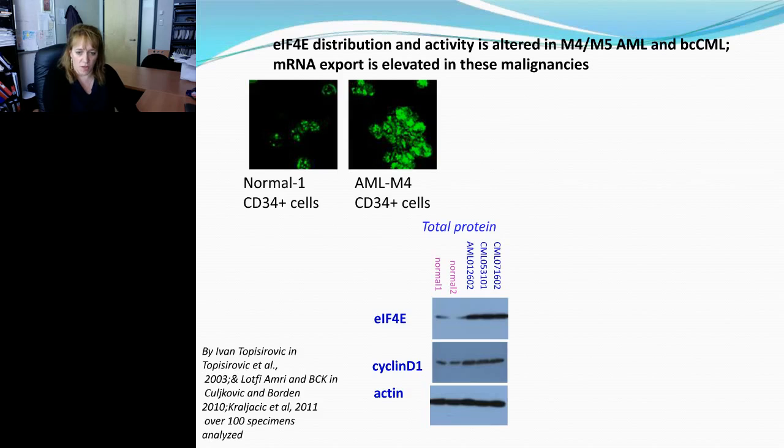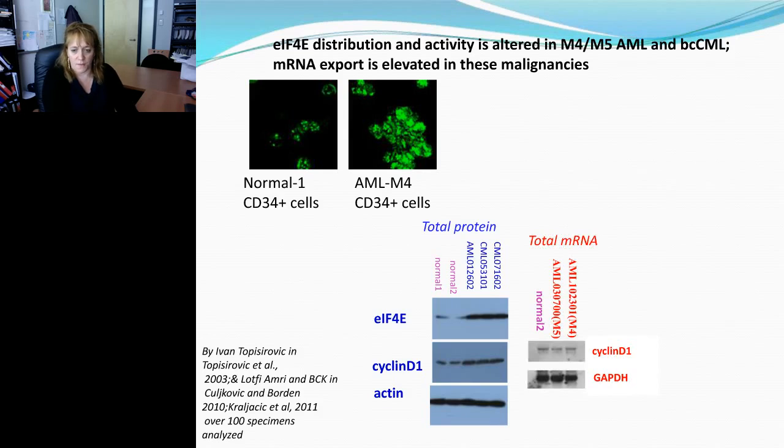If we look at a Western blot, where pink is normal and blue here are the primary specimens, you can clearly see that 4E and its RNA export target are highly elevated in these specimens. If we go on, we can look to see the total RNA levels by northern blot, and we can see between the patients and the normal that we don't have any alteration in cyclin D1 levels, indicating that the increase at the protein level is not transcriptional.